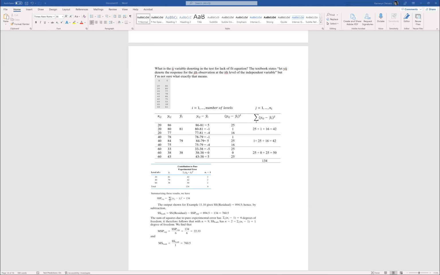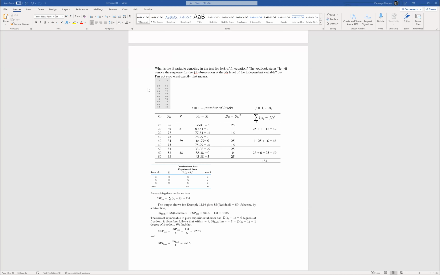Hello, everyone. Today's question is, what is the ij variable denoting in the test for lack of fit equation? The textbook states, let yij denote the response for the jth observation at the ith level of the independent variable, but I'm not sure exactly what that means. I think an example in this case might help.